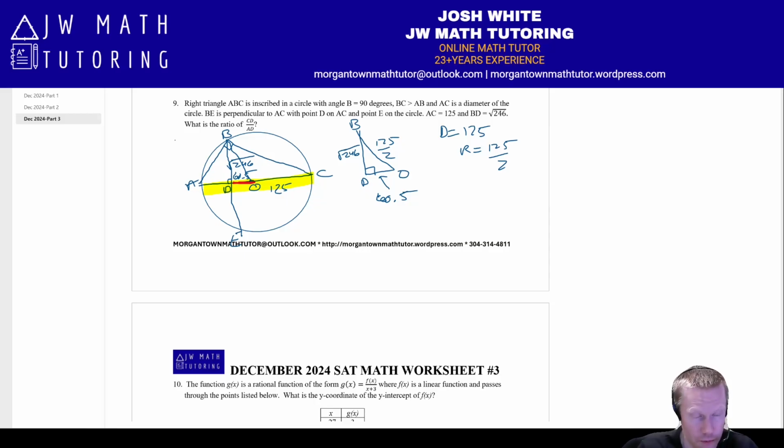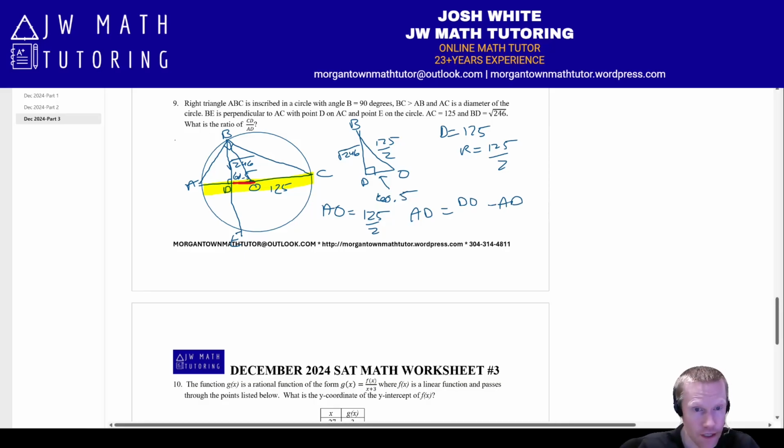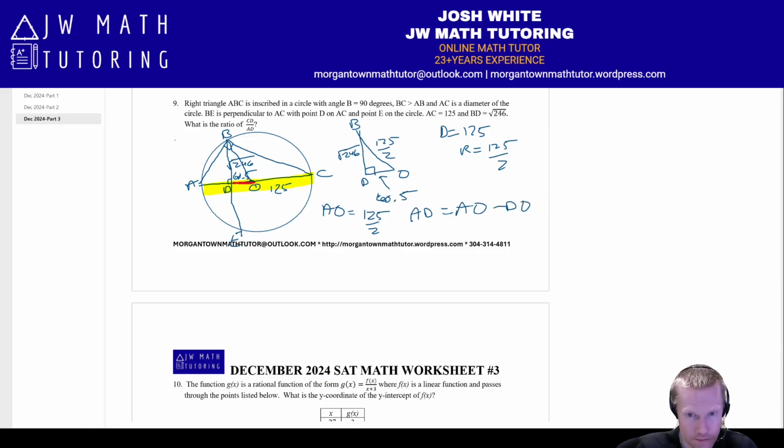How that helps us is because now I can find the length of AD. Because I know that from A to O, which is a radius, is 125 over 2. So to get AD, I'm going to subtract AO, which is a radius, minus DO.